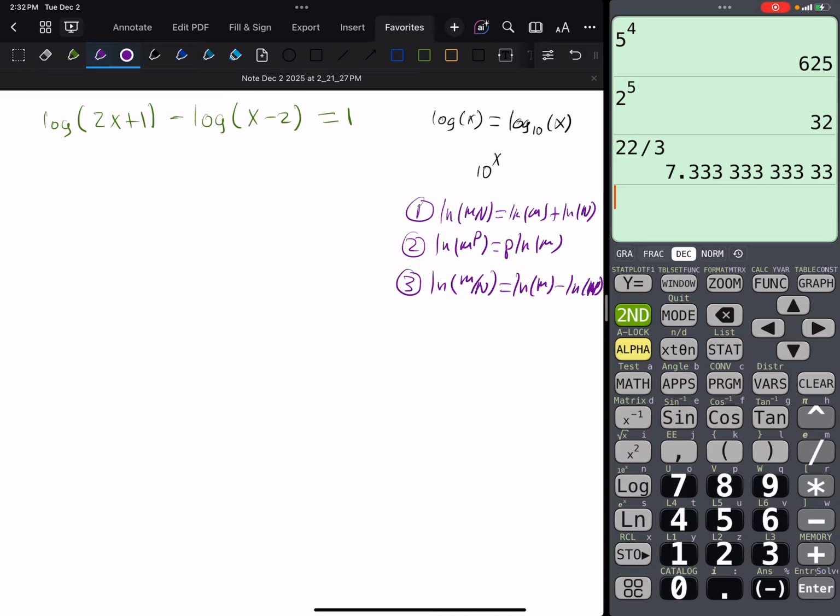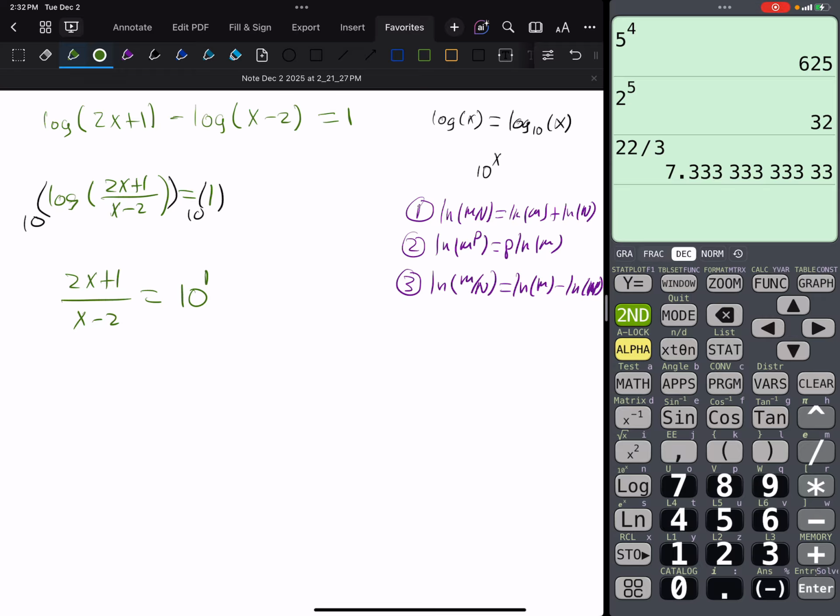Okay, well this is one minus the other, so I can turn that into a ratio. And if I turn that into a ratio first, it's just a little easier, it's a little cleaner. And so I'll have log of 2x plus 1 over x minus 2 equals 1. And now if I run both sides of that through 10 to the x, these undo each other, right? Because they're inverse functions, that's the whole point. And I get 2x plus 1 over x minus 2 equals 10 to the 1.